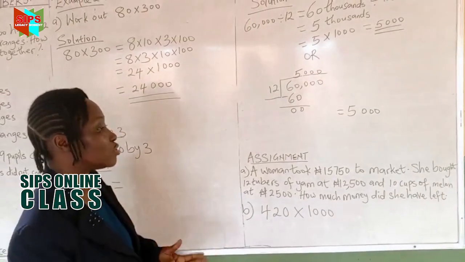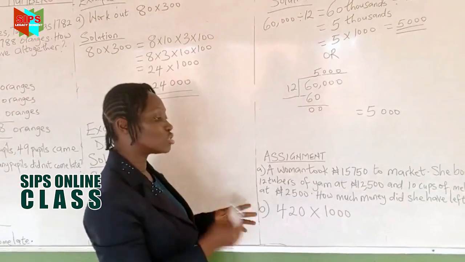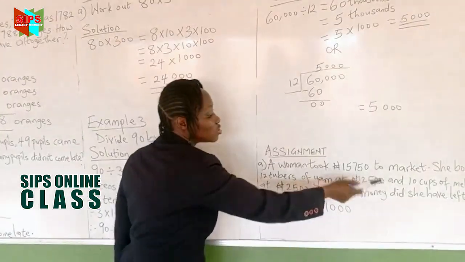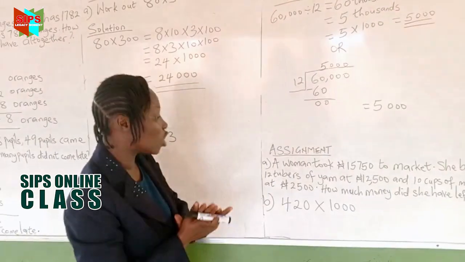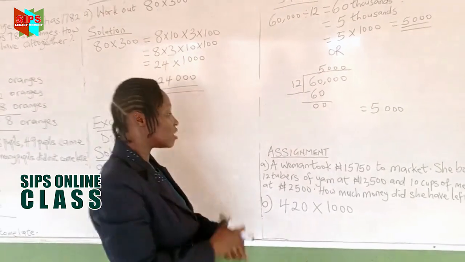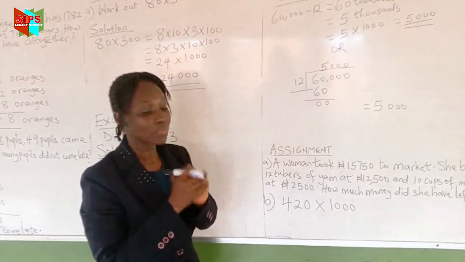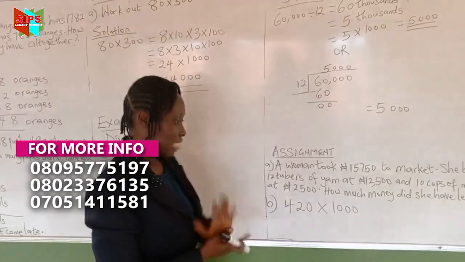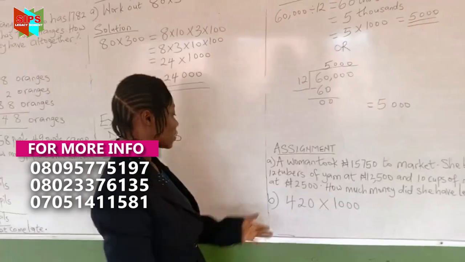From here, you have to carry out your addition and subtraction. So just add the total money spent in the market. Buying of yam cost 12,500. You add it to 2,500. After getting your answer, you subtract it from the total amount of money that the woman took to the market. So with that, you'll be able to have the amount of money that is left with her on the return from market.